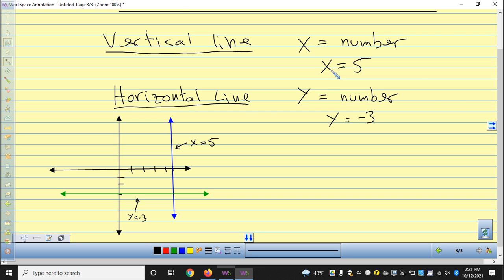Now let's remember really quickly, vertical line. What is the slope of a vertical line? Yeah? Infinity or undefined. Because we have rise, but 0 run. We're dividing by 0. When we divide by 0, we get something that's undefined.